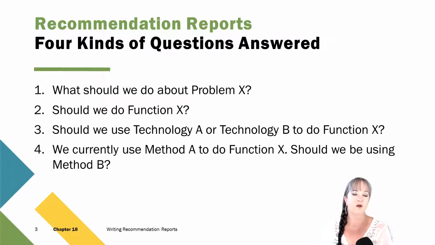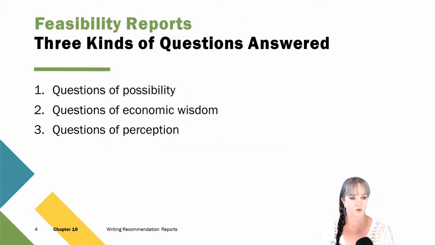So we have 4 kinds of questions the average recommendation report needs to answer. First is, what should we do about a certain problem? Or should we do things a little differently? Should we use this or this to do this, right? Or we currently do this to do this. Should we be doing this instead to do this? I know it's kind of vague and odd sounding, but it's exactly how we approach it. So we'll look at it in terms of what we can do to make this work.